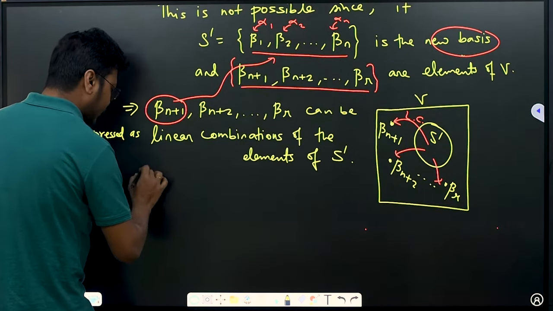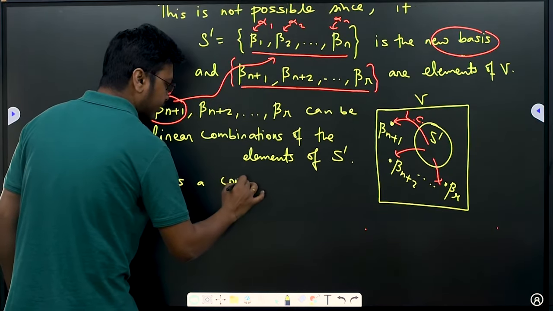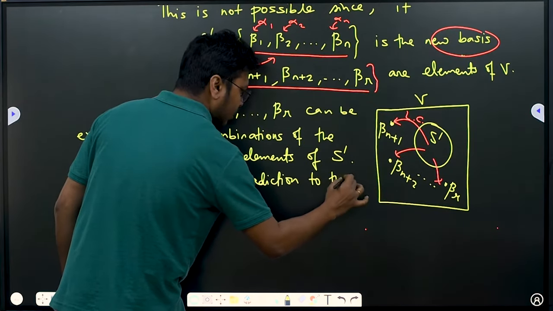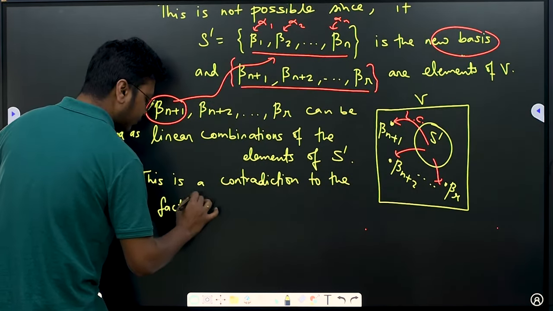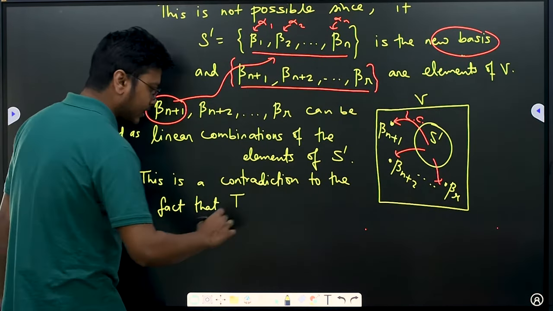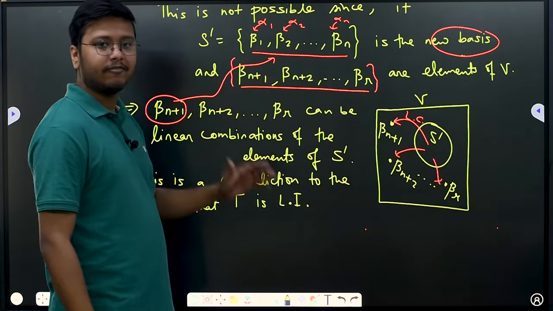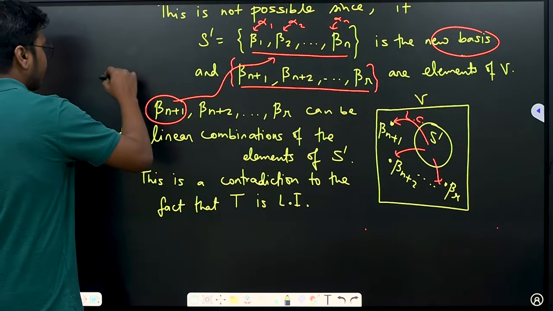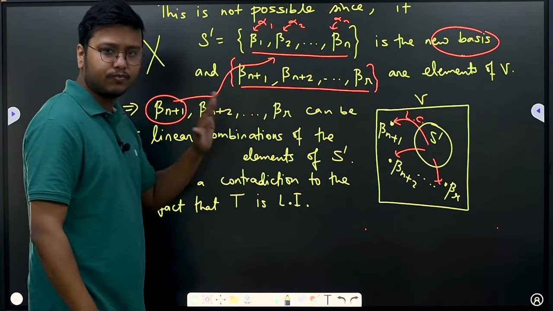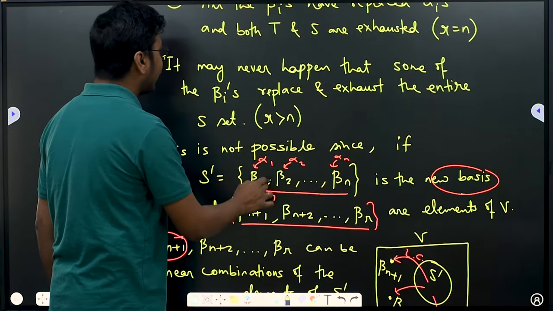So this is a contradiction to the fact that T, the set containing all the beta, was linearly independent. So this situation, R greater than N, will never arise, and we have just proved that. So we have just mentioned what are the possible scenarios we will encounter.